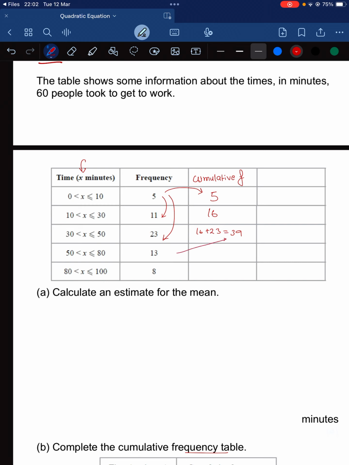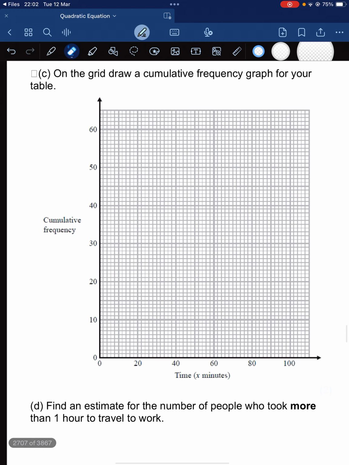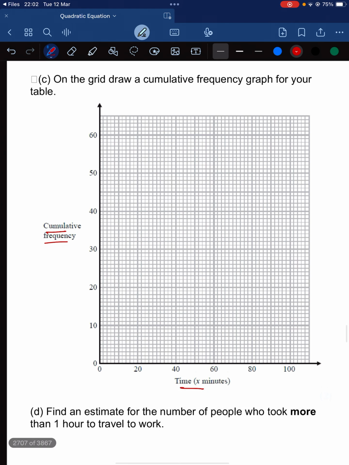Then 39 plus 13 is 52. Then 52 plus 8 is 60. Now we have the cumulative frequency. Now we need to draw the curve. While drawing the curve, we have the cumulative frequency on the y-axis, as you can see they have already given, and on the x-axis we have time in minutes.